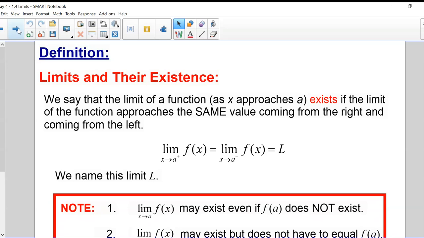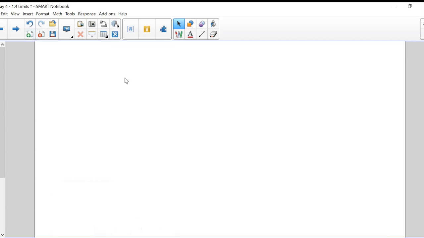This says that the limit of a function as x approaches a exists if the function approaches the same value coming from the right and from the left. Let me just remind you. I'll give you an idea of what I mean by from the right and from the left. I'm going to use one of these styluses here.